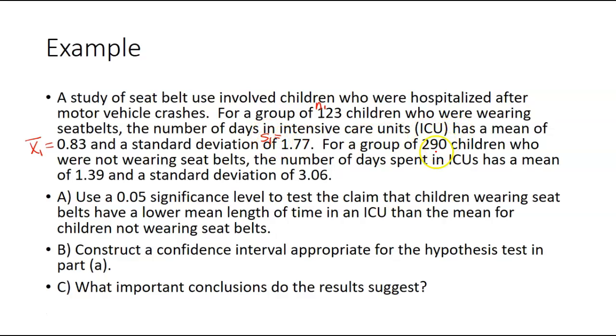For a group of 290 children, this will be my N sub 2. The 290 children who were not wearing seat belts, the number of days spent in ICUs has a mean of 1.39. So that's going to be my X bar sub 2, and a standard deviation of 3.06. So that's going to be my S sub 2. So we want to use 0.05, that's my alpha significance level, to test the claim. So here's my claim that children wearing seat belts have a lower mean length of time in an ICU than the mean for children not wearing seat belts.